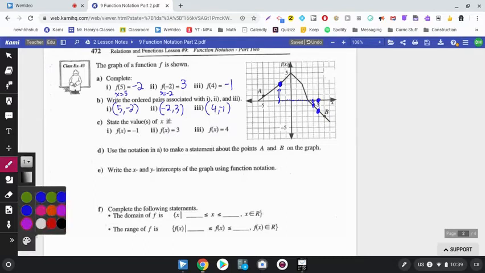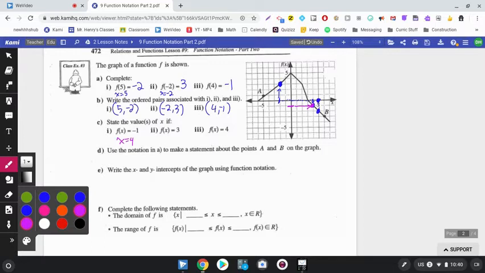It says state the values if f of x equals -1. Okay, so what I'm doing now is that's an output. So I actually go along the y-axis to -1, and you say, are there any values where this happens? Yeah, over on the right, I've actually already talked about this point. Okay, x equals 4 gives me an output of -1.